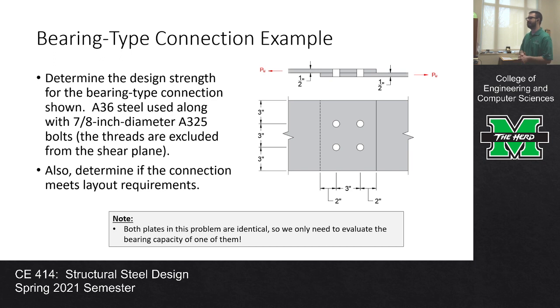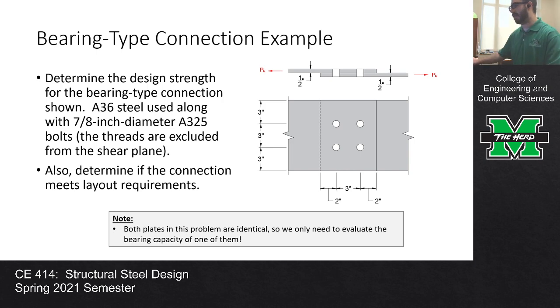We've got A36 steel, 7/8 inch diameter A325 bolts. The threads are excluded. They're in single shear, so we're going to determine the capacity of the bolts in shear, and also the bolt bearing capacity of the plate. The bolt bearing one's actually the one that's going to take the time. Then we're going to determine whether or not the connection meets layout requirements.